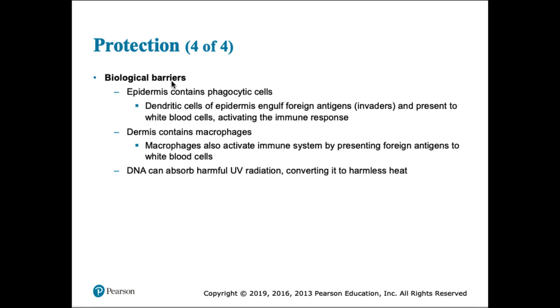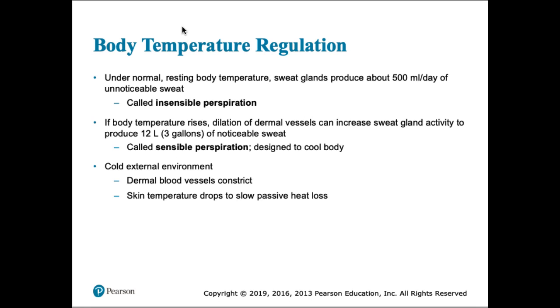So then again, we've mentioned this already, but basically these biological barriers, there are some phagocytic cells there to break up any invaders that come in. Dendritic cells of the epidermis will engulf invaders and present them to the white blood cells, which activates the immune response. So then it kind of protects us, right? And then, of course, the dermis contains those macrophages I mentioned before. They activate the immune system by presenting foreign antigens to the white blood cells. And then DNA can absorb harmful UV radiation, converting it to harmless heat.